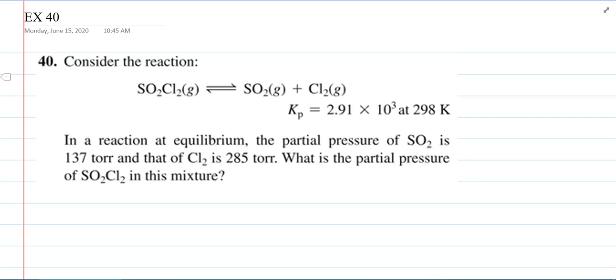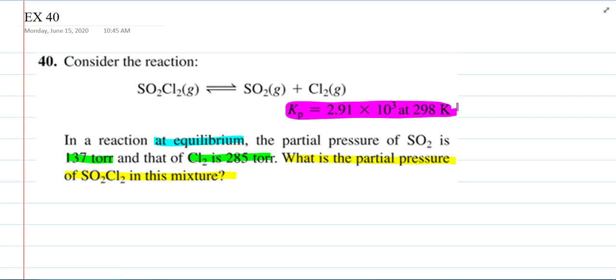Now we have a new reaction with SO2Cl2 and SO2 and Cl2 gas. So in a reaction at equilibrium, that's important. We are at equilibrium. The partial pressure of SO2 is 137 torr, and Cl2 is 285 torr. What's the partial pressure of SO2Cl2, sulfuryl chloride here, and it gives us Kp.